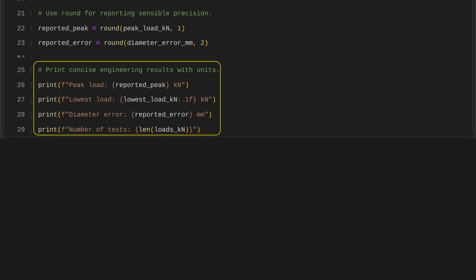The output reports the key test results in a consistent format. The peak and lowest loads are shown to 1 decimal place in kilonewtons. The diameter error is shown to 2 decimal places, and the total number of tests is given from the number of load values.